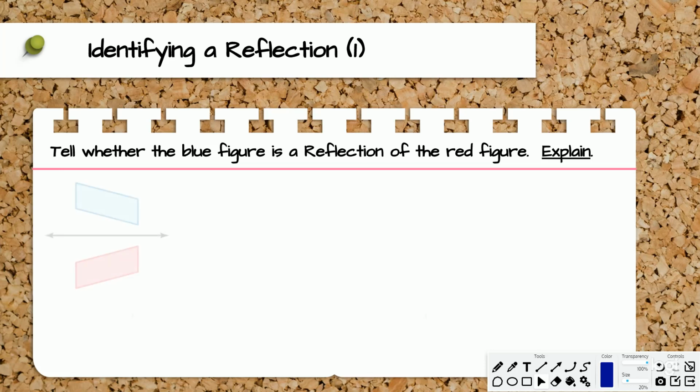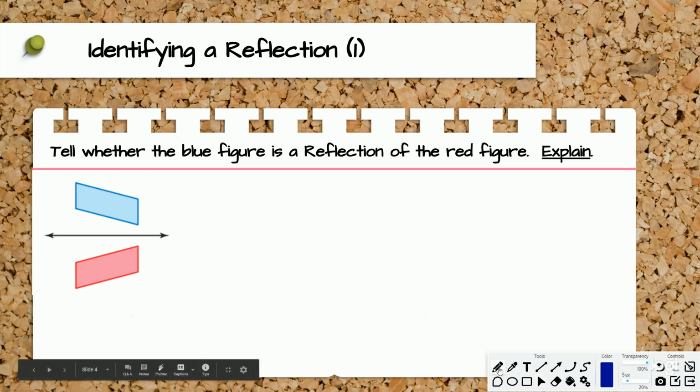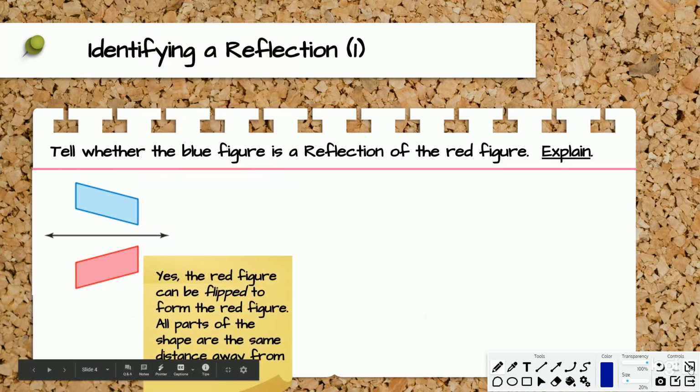So on this one, we have two examples. We have this one here. So is the blue figure a reflection of the red figure? If I was to take the red figure and flip it over the line, would it then create the blue figure? And yes, the red figure can be flipped to form the blue figure. All parts of the shape are the same distance away from the line.